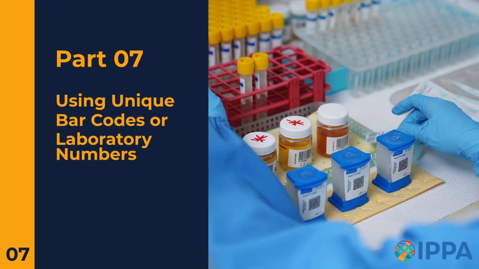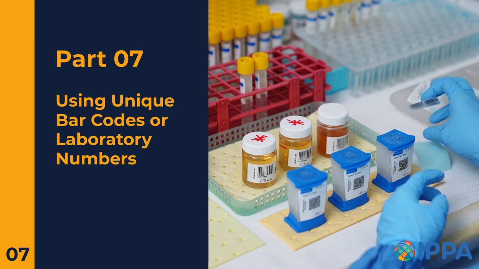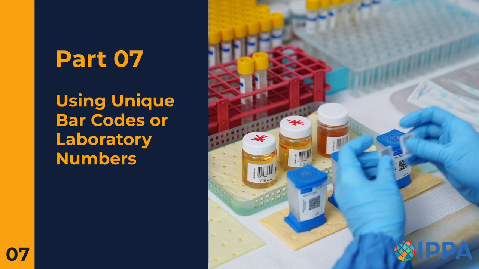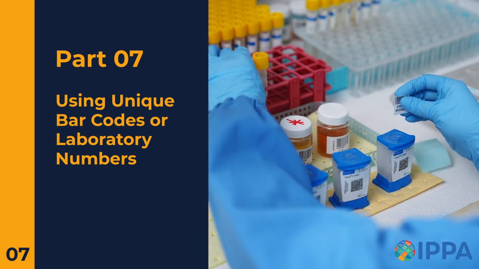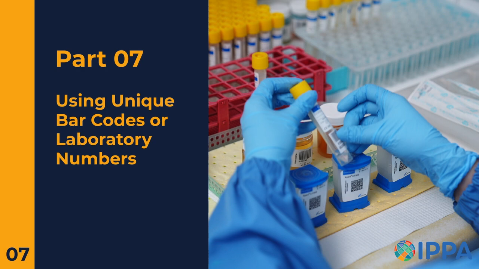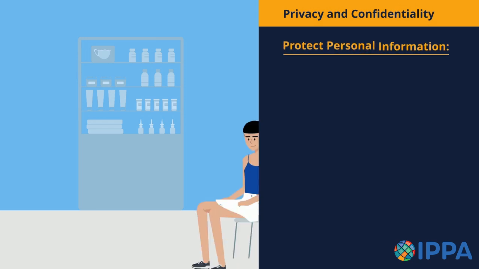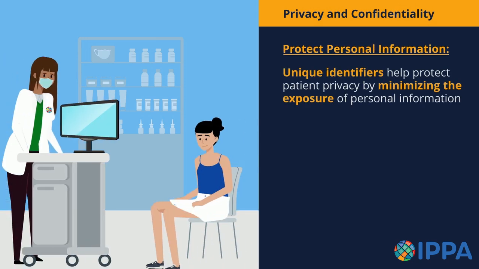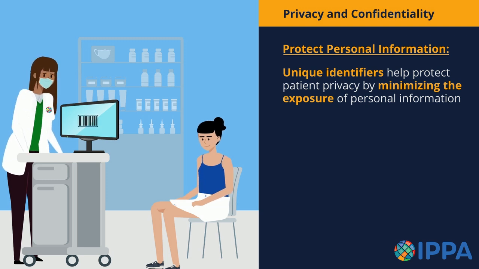Lastly, using unique barcodes or laboratory numbers instead of names and dates of birth on phlebotomy samples and sputum specimens is a practice adopted by laboratories for several important reasons related to privacy and accuracy. Here's why this method is preferred. Privacy and confidentiality. Protect personal information. Unique identifiers help protect patient privacy by minimizing the exposure of personal information.